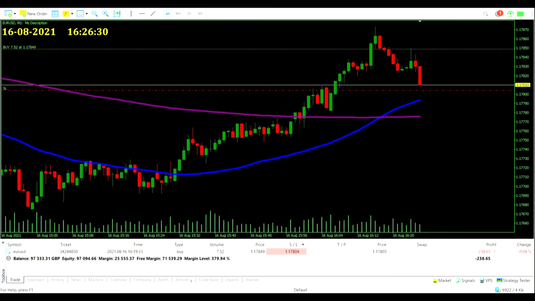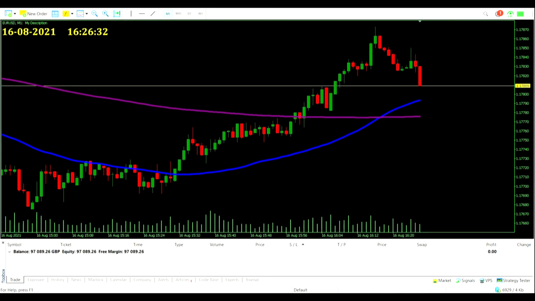This was, yeah, one of them's gone, and then the other one's gone as well with that extra little pipette there. So most of the move there had exhausted itself to knock us out for another loss.